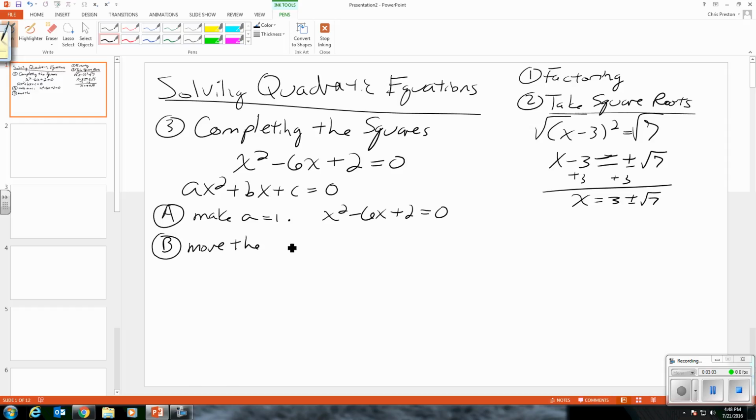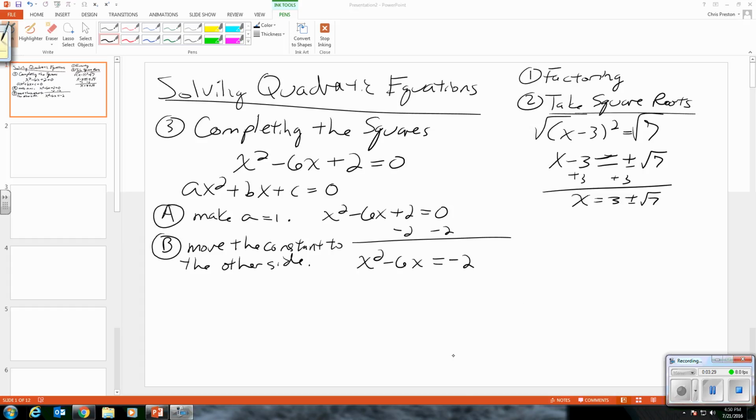Move the constant to the other side. So this 2, I'm going to subtract 2 from both sides. And I'm going to get x squared minus 6x equals negative 2. So that moves the constant to the other side.